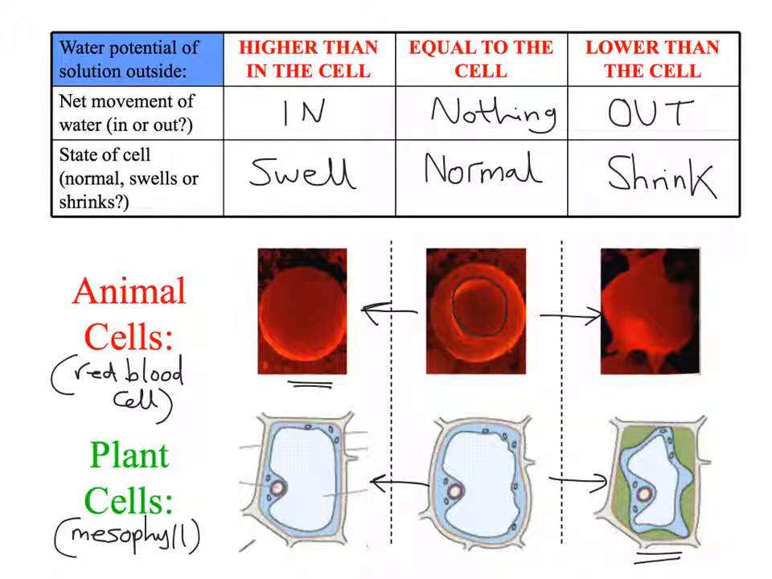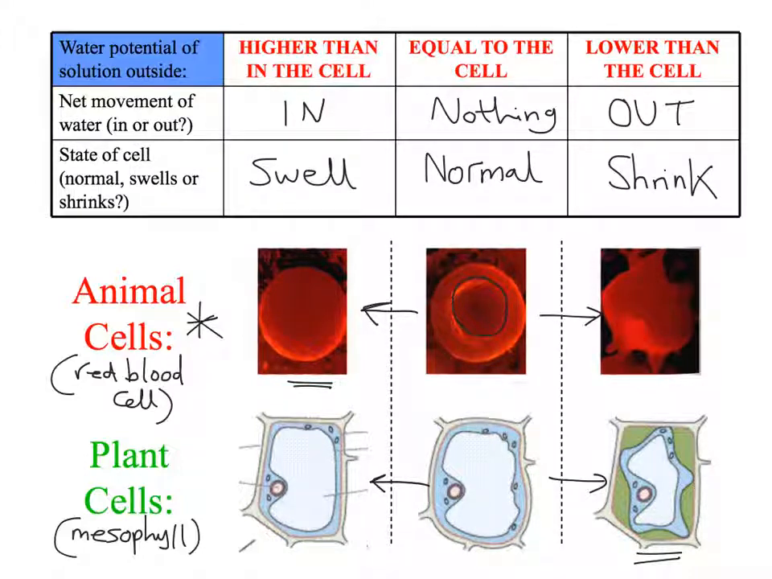Now, the words swell and shrink, we really reserve for the animal cell. The plant cell is a bit different. There are a few key terms, a few fundamental things to say about that plant cell. Depending on the specification that you're studying will depend on which of these statements would be most relevant, but I think it's important to consider all.